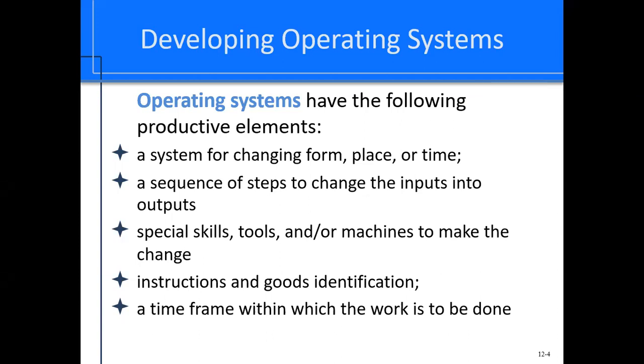So an operating system is the system for changing form, place, or time. And then they have a sequence of different steps to convert or transform the input into output. And we do need special skills, tools, and machines to make the change.